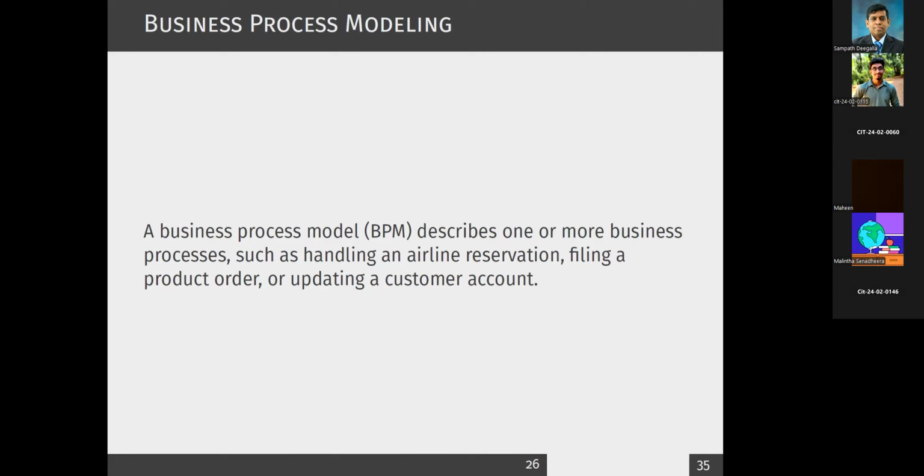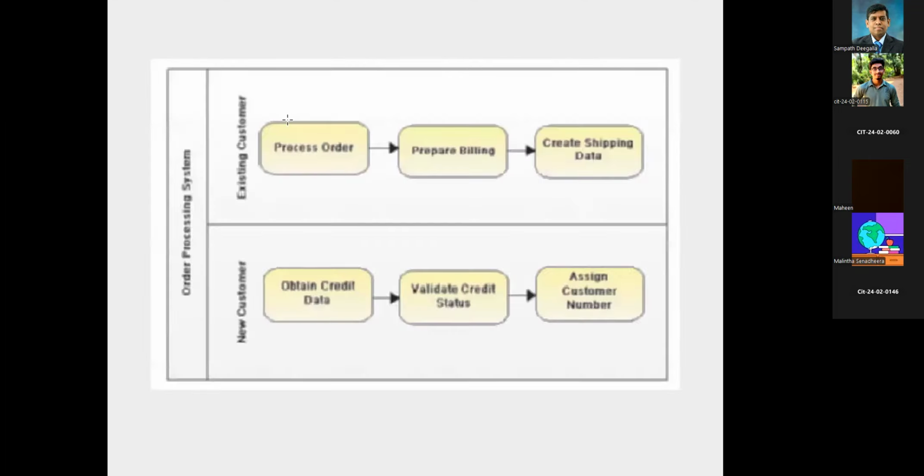Right. The next thing that I want to discuss is business process modeling. What business process modeling does is we are modeling the process. Here are some examples: airline reservation, filling a product order, update customer account. For example, in our student information system, how do you register a student? Registering a student is one example of a process because it contains various different tasks.